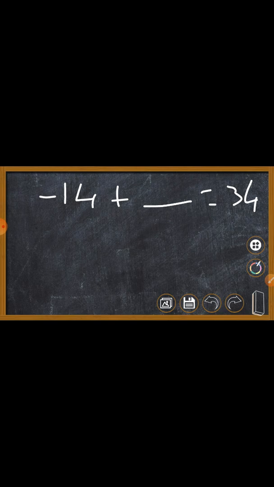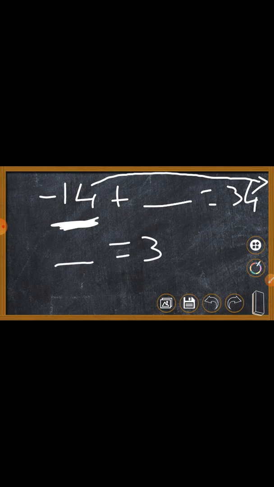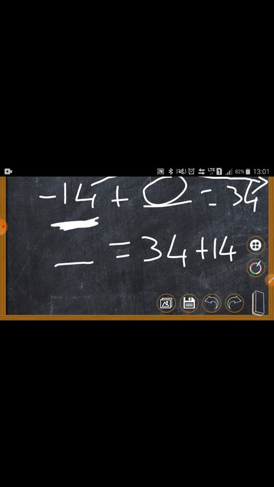Yes, how will you solve this? Along with the blank, there is 14 on the left hand side. Yes or no? You need to send this 14 to the other side of the equal to. Yes, so blank is equal to 34 plus 14. Yes or no? You all know what is 34 plus 14. Solve it and fill up the blank. Okay, I am not going to explain any further.